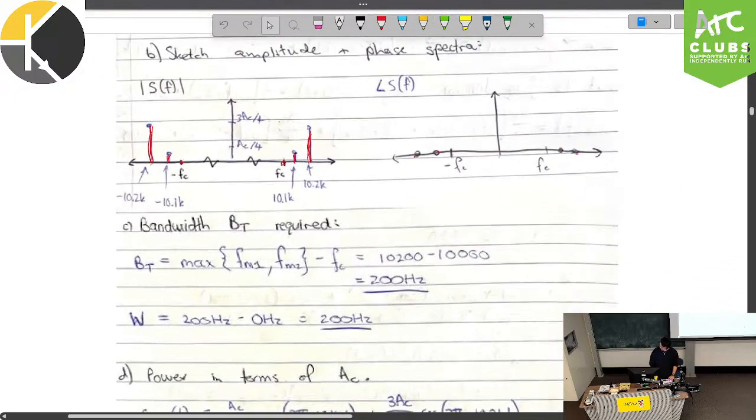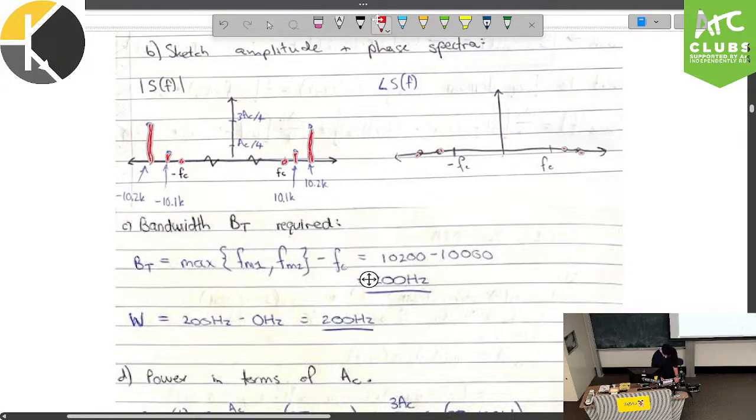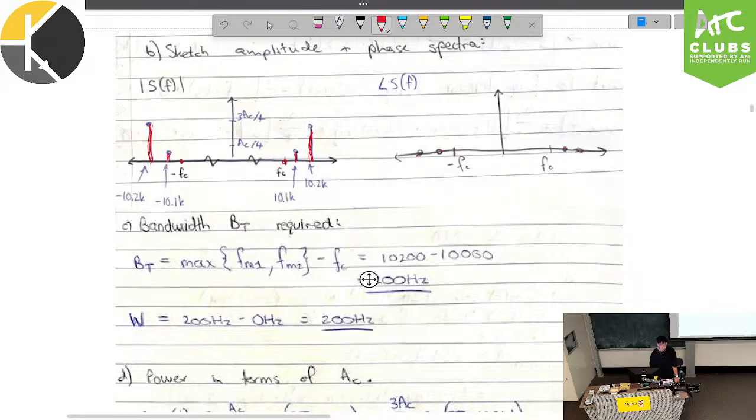Next, to find bandwidth. The bandwidth of the transmitted message is sometimes different to the bandwidth of the message itself, but in this case for SSB, they are the same. So to find the transmission bandwidth, we would just look at this range of frequencies here, which turns out to be 200. And then when we look at our message, we will have the exact same, 200.